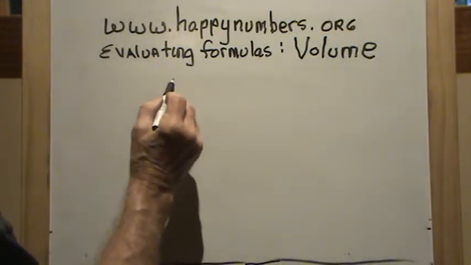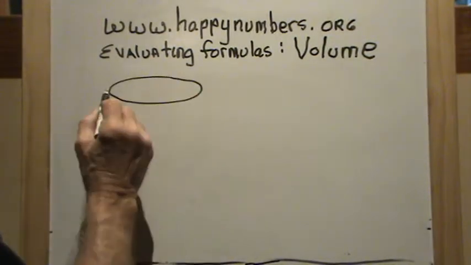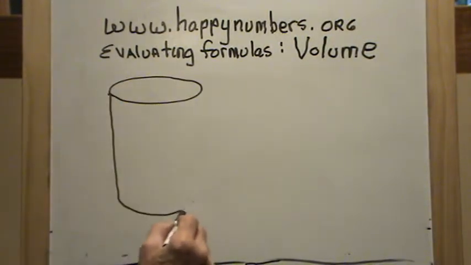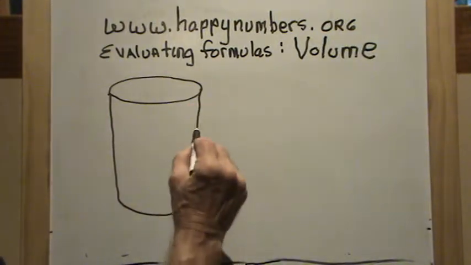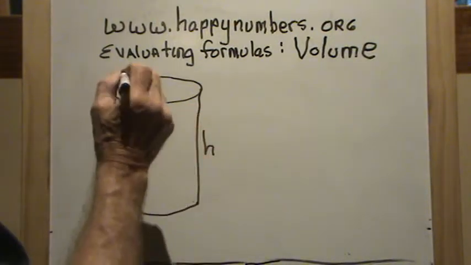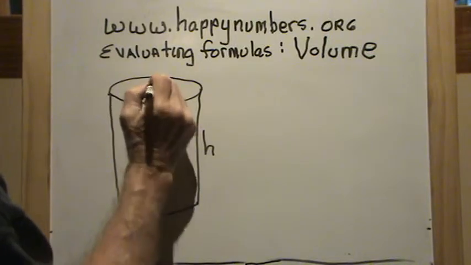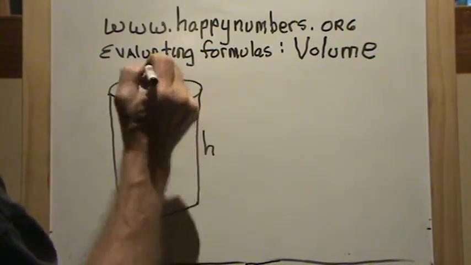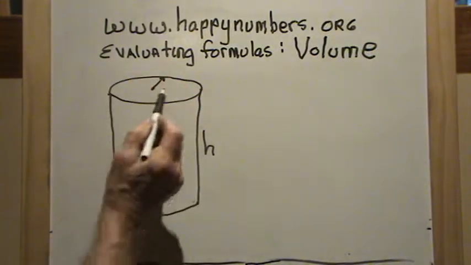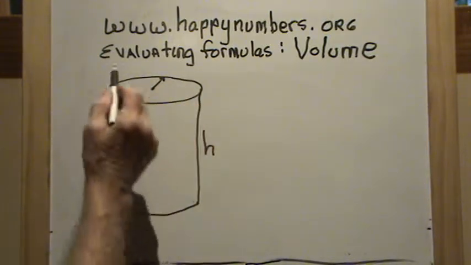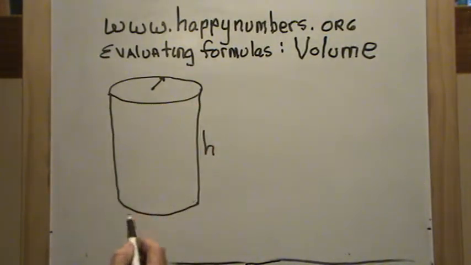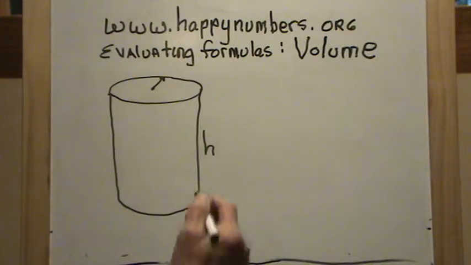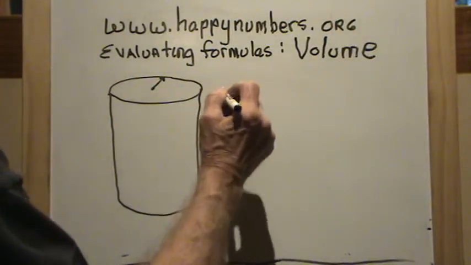Let's take this. This is a cylinder. This would be the height. And this would be the radius. So the cylinder really is a circle, actually 2 circles, and then a band around it. So let's say this is a water tank, and we want to know how much water it would hold. So we're talking about the volume.